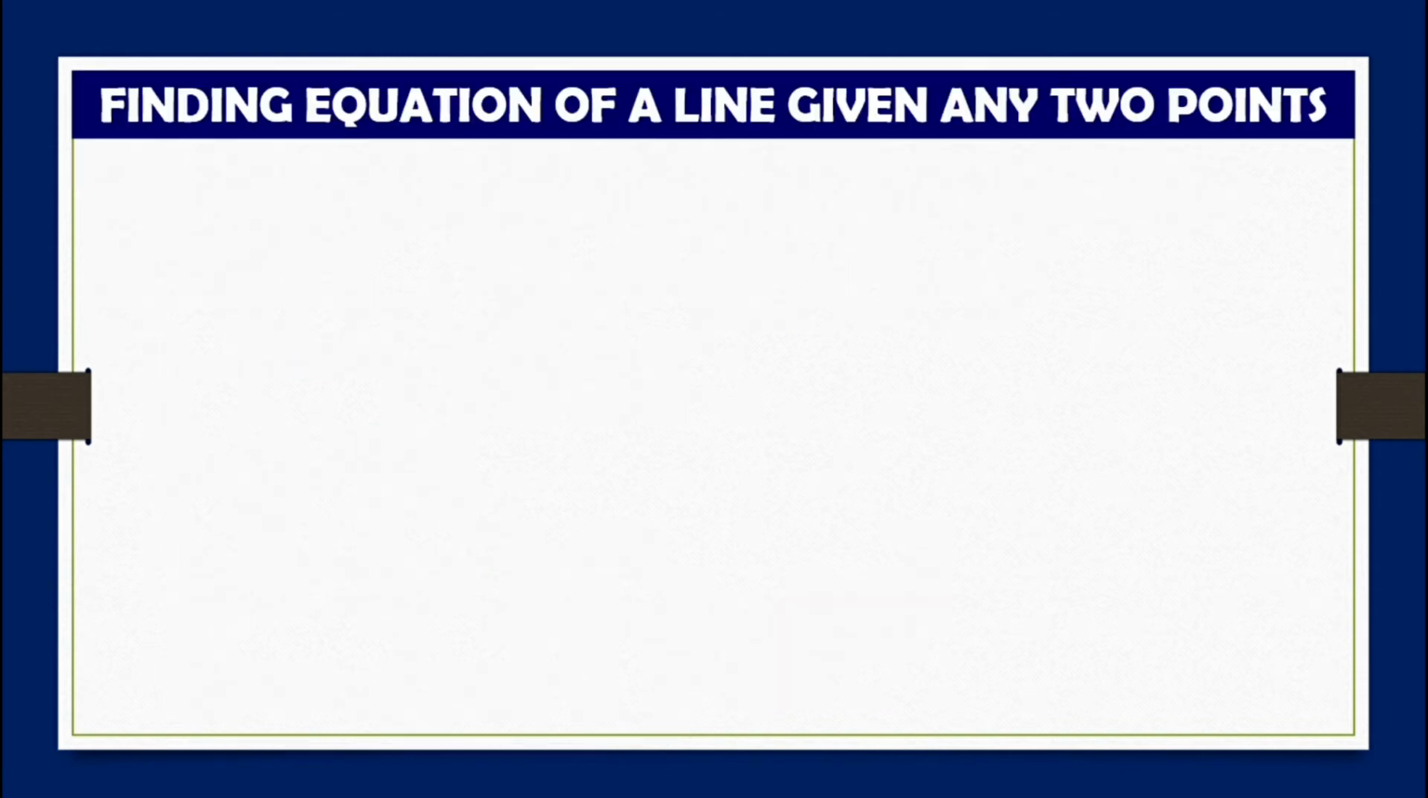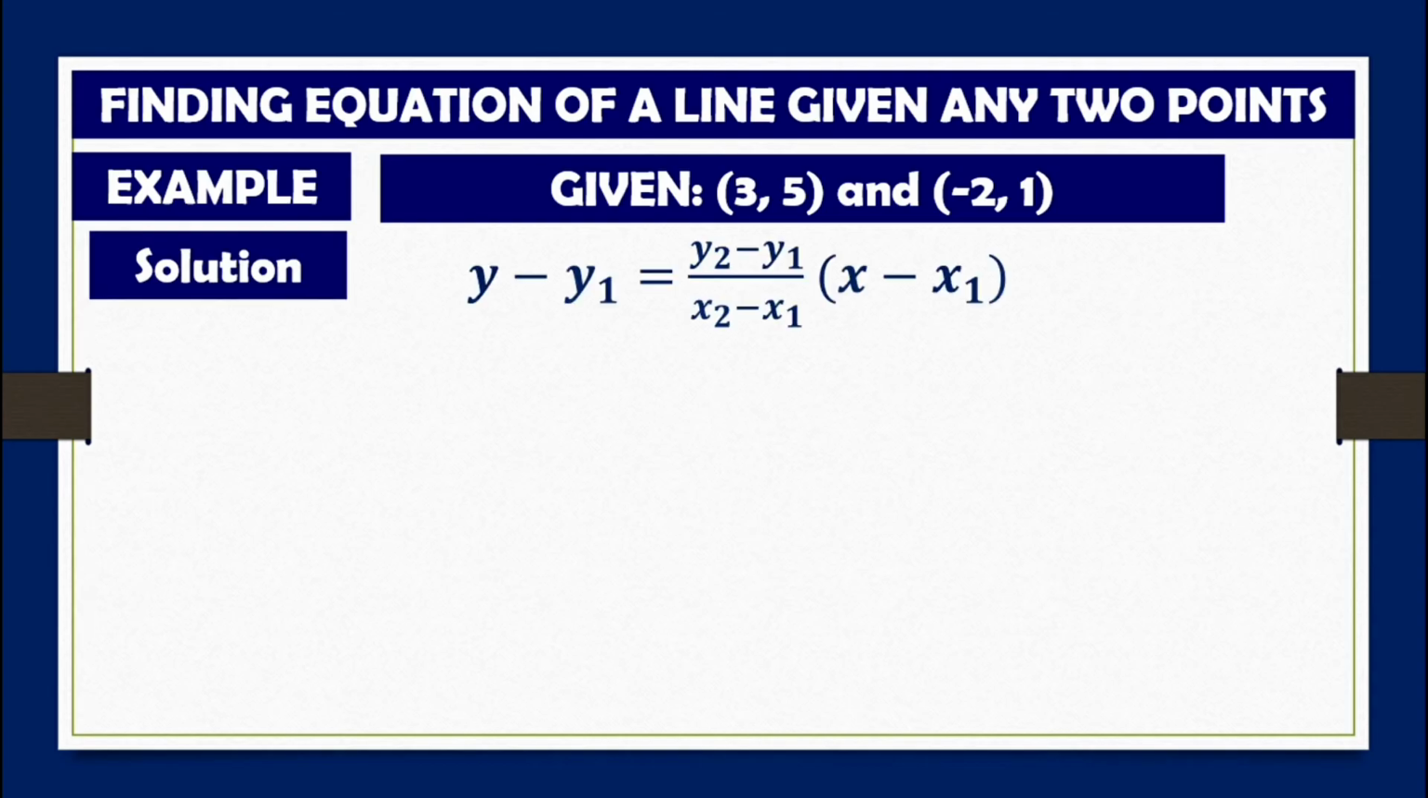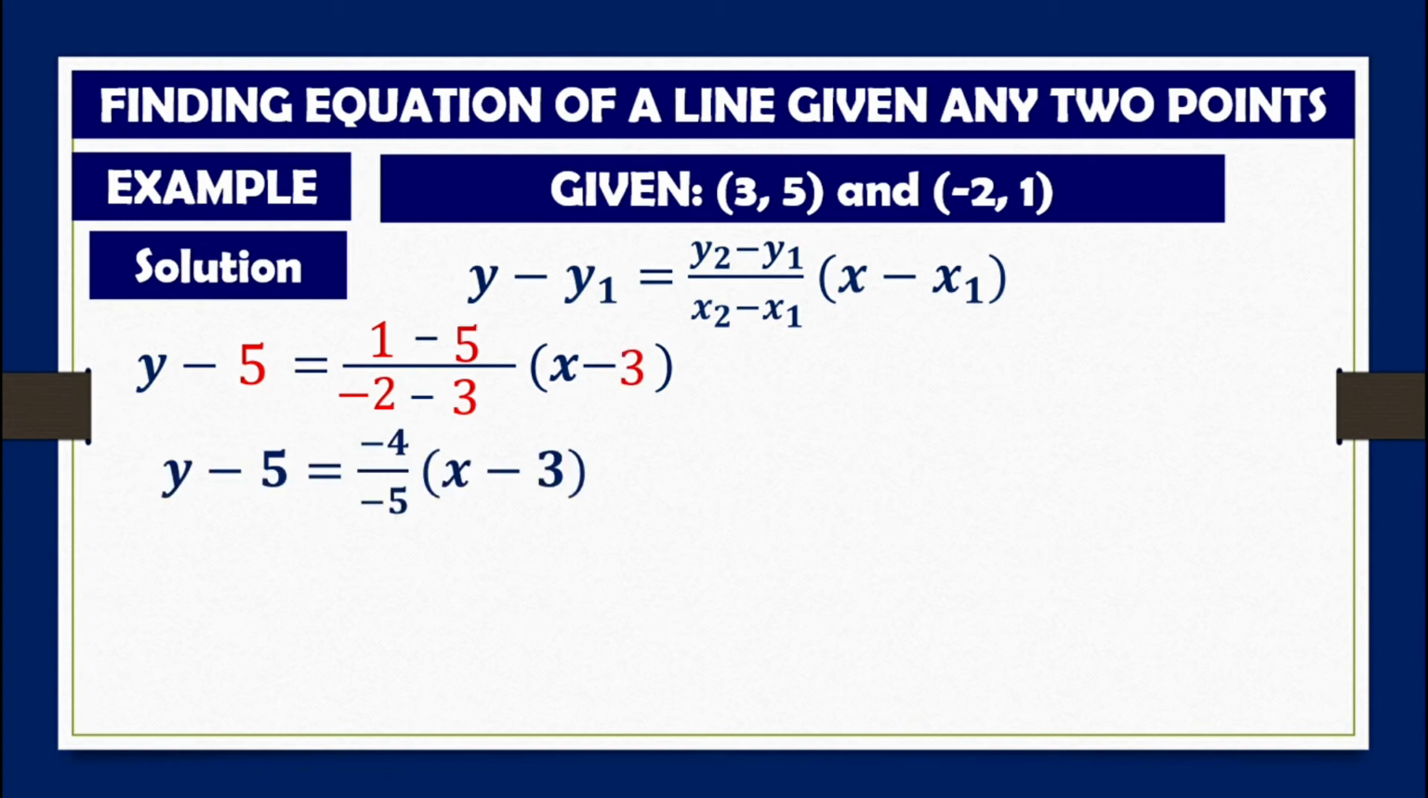Another example. Given coordinates of our points 3, 5, and negative 2, 1. Again, utilizing our equation, substitute our coordinates. First, y sub 1 which is 5, our y sub 2 which is equal to 1, minus y sub 1 again is 5, all over x sub 2. It is negative 2 minus x sub 1 which is 3, times the quantity x minus x sub 1 which is 3. Simplify, y minus 5 is equal to negative 4 all over negative 5.